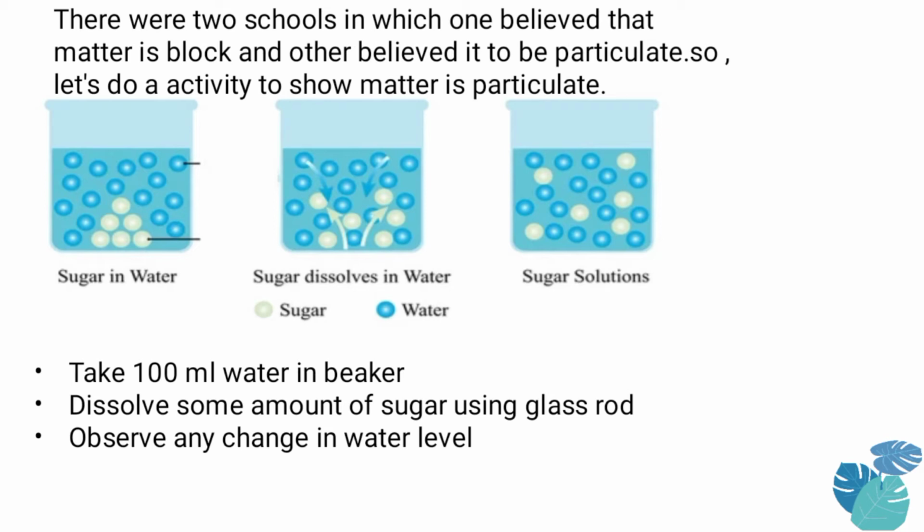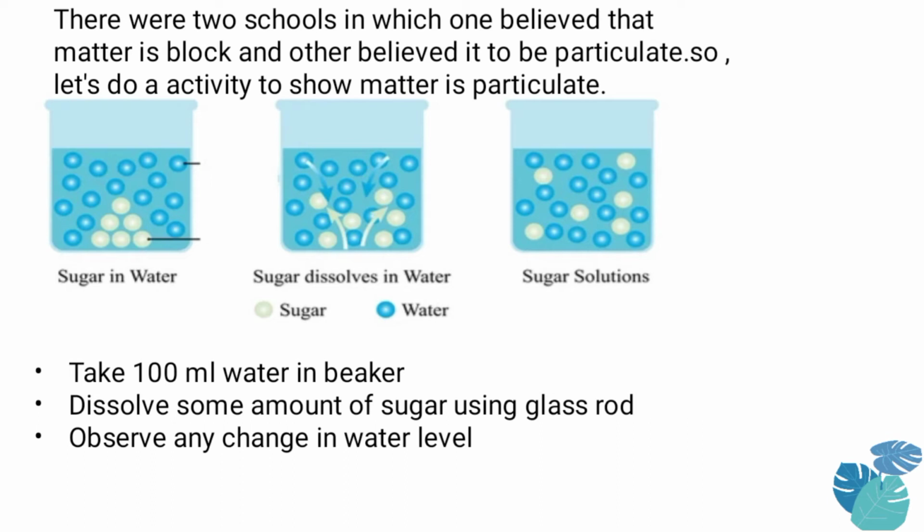There were two schools, in which one believed that matter is a block or continuous, and the other believed it to be particulate. Imagine one team was saying that matter is just a block, it does not have particles, it is not made up of any small particles. The other team was arguing that matter was made up of particles, or particulate. So let us do an activity to show that matter is particulate.